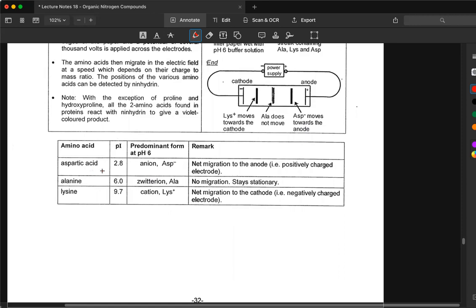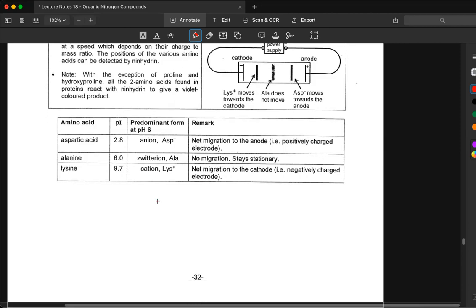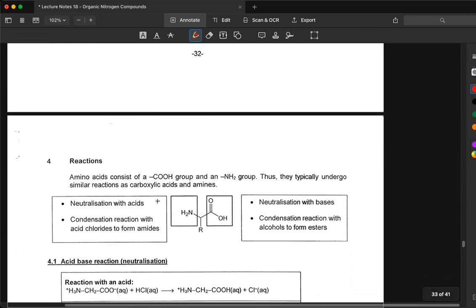So aspartic acid with a pH of 2.8, the predominant form will be anion. So it will move towards the anode. Alanine, zwitterion, no migration. Lysine, cation, because the pH is 9.7, it will move towards the cathode. So that's how you separate the proteins.